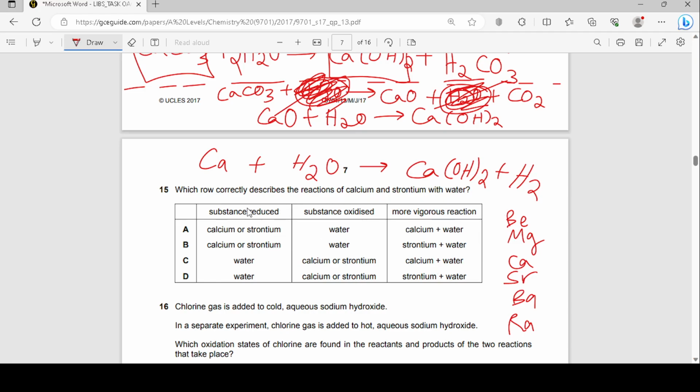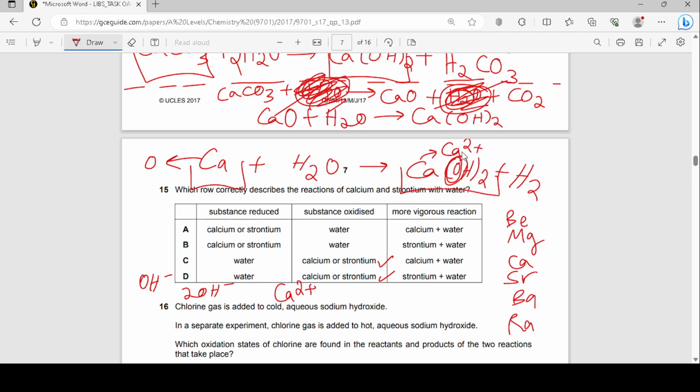Now they're asking which substance is reduced, which is oxidized, and which reaction is more vigorous. First we had calcium and then we're forming calcium hydroxide, which obviously has oxygen. So I would say the substance oxidized is calcium or strontium. Calcium in its pure elemental form has an oxidation state of 0. In Ca(OH)2, the hydroxide ion OH minus has a charge of -1, and because there are two of them, the calcium ion must have a 2 plus charge, so Ca2+.